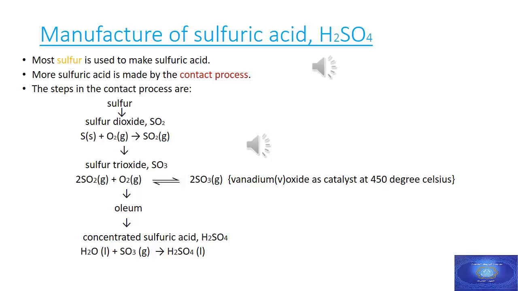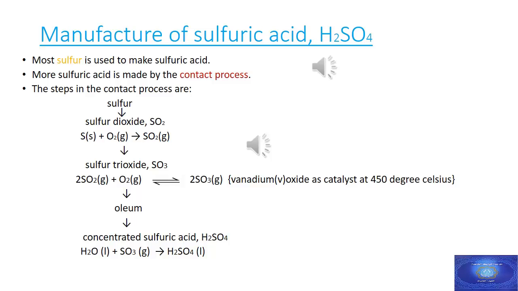To keep the temperature down to 450 degrees Celsius, heat must be removed from the catalyst bed. So pipes of cold water are coiled around them to carry heat away. The heat makes the water boil. The steam is used to generate electricity for the plant or for heating buildings.